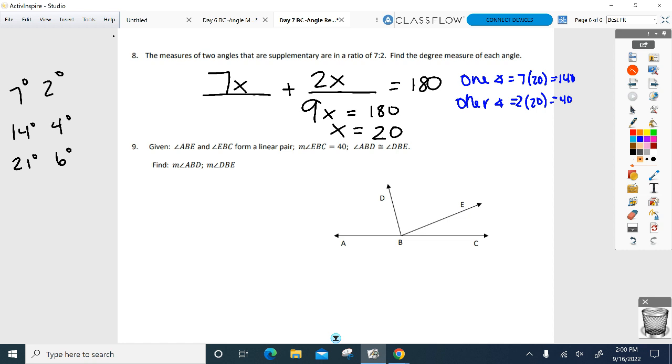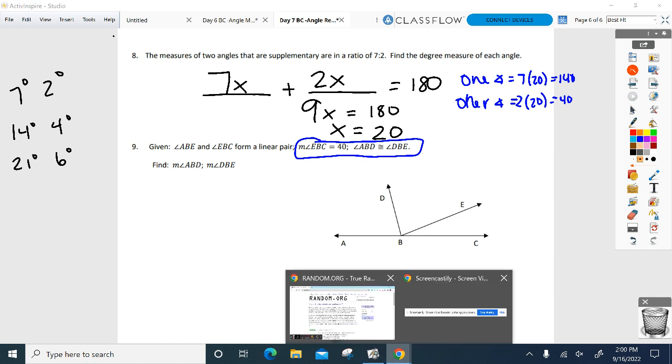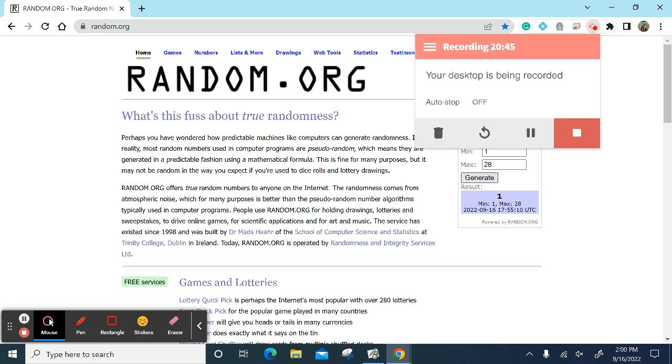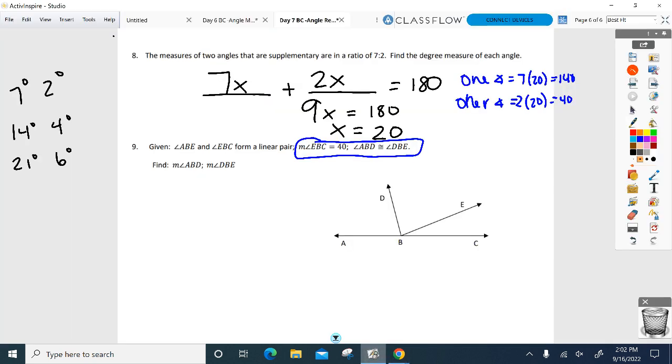All good. All right, you're on to the last problem for the day on your own. Okay, directions. Let's see what you got. So, ABD and DBE and ABC are supplementary and they are adjacent. Okay, let's talk now. Here we go. It told you EBC was 40. It told you the other two were congruent to each other. Let me know what you got and how you got there.